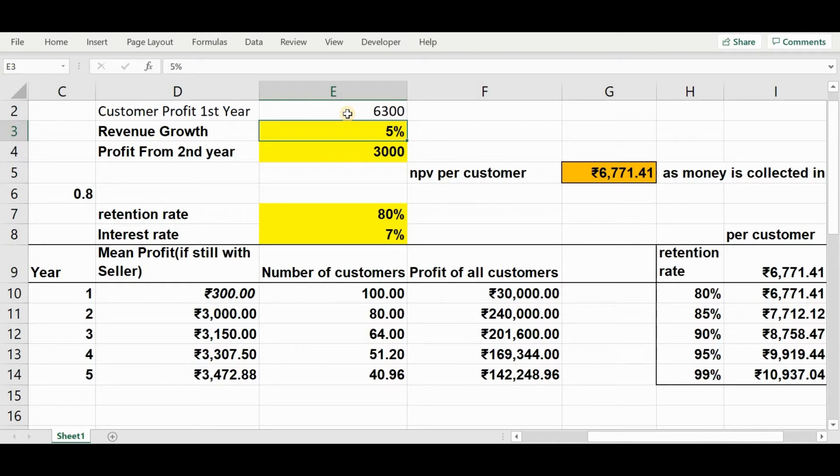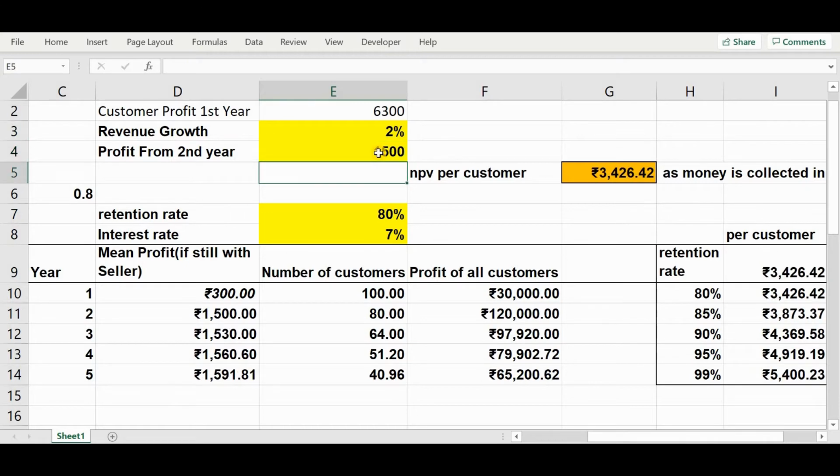In case you are not comfortable or you feel that for your business this is a little higher percentage, you can always change it by typing whatever percentage you think is right. Profit from second year would be rupees 3000. Or maybe let us take it as say 1500. So this was the initial profit. This was the profit next year onwards. So let me put it as 1500.